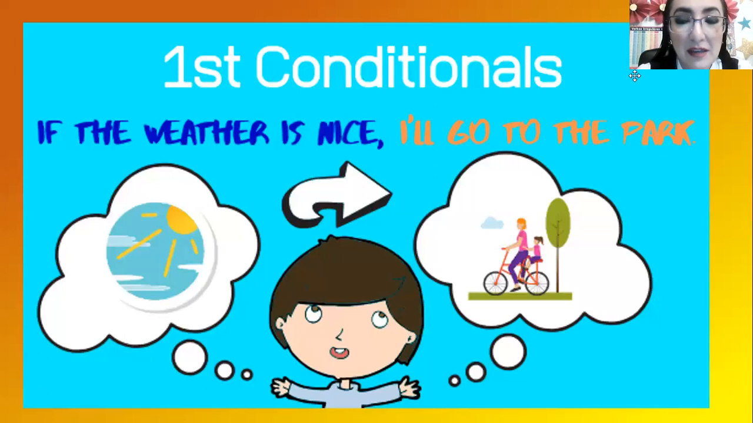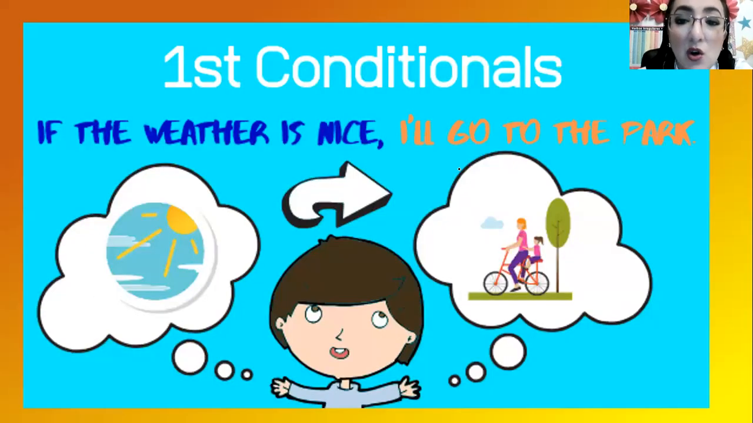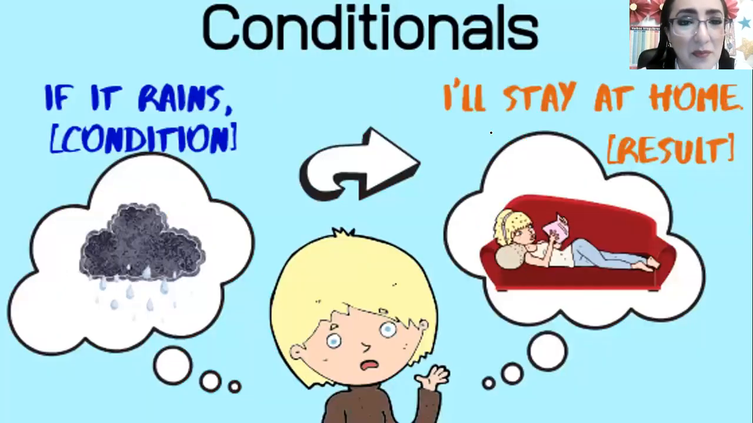So, here we have some examples with the first conditional. If the weather is nice, I'll go to the park. It is like a plan that you have for the future. Or we can say, I'll go to the park if the weather is nice. You can be changing places. It's cool. If it rains, I'll stay at home. That is going to be your result. Or I'll stay at home if it rains. My conditional then.